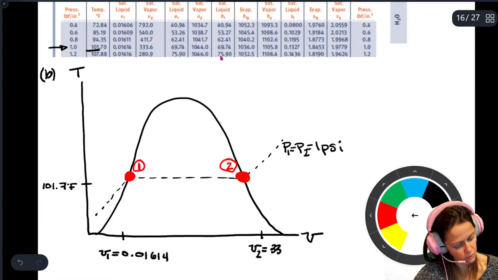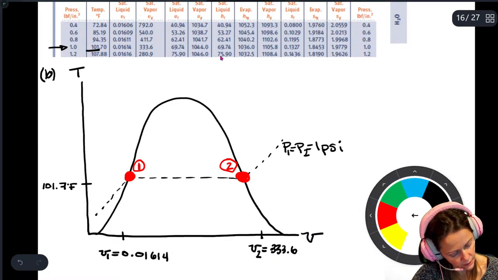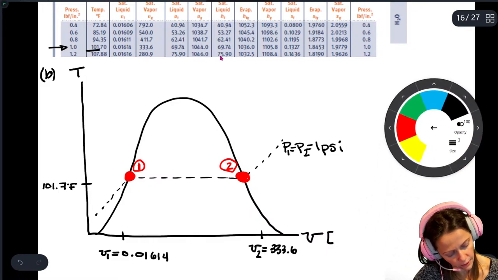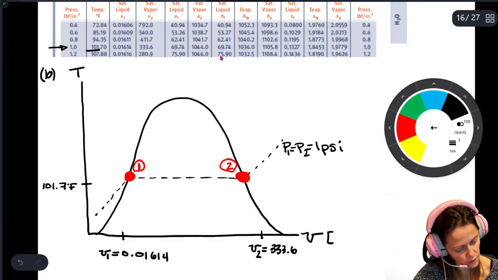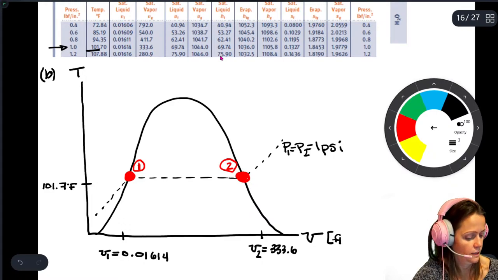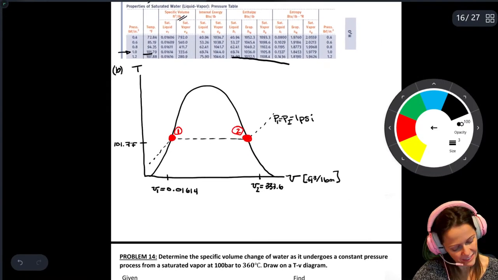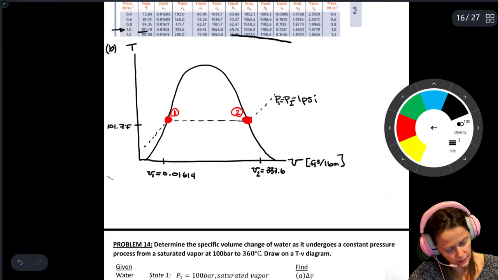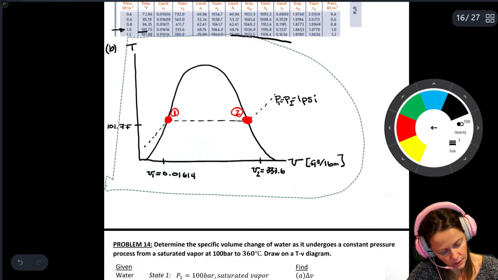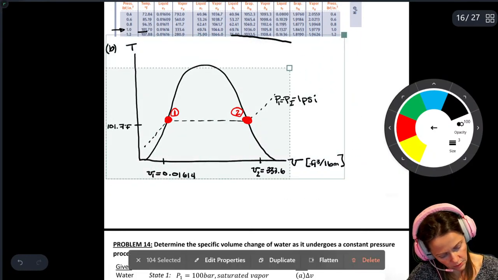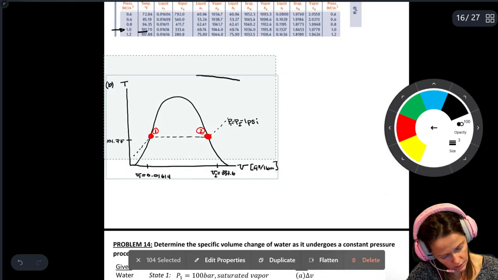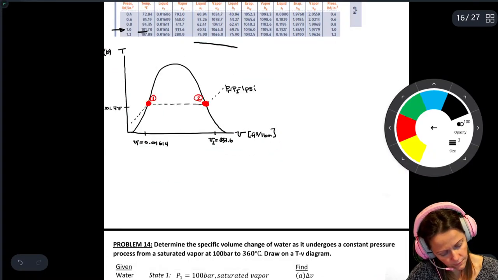333.6. And I'll put the units on here. This is in feet cubed per pound mass. Perfect. Same thing for the TV diagram, and really it kind of looks the same. Oh, and I left all kinds of room for my other diagram. That's okay. Let's make that smaller.